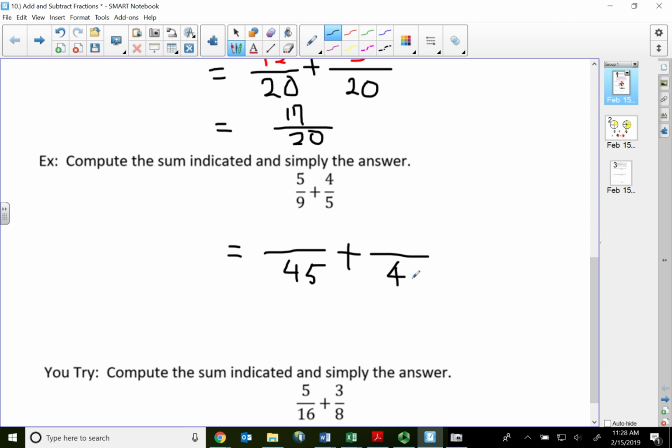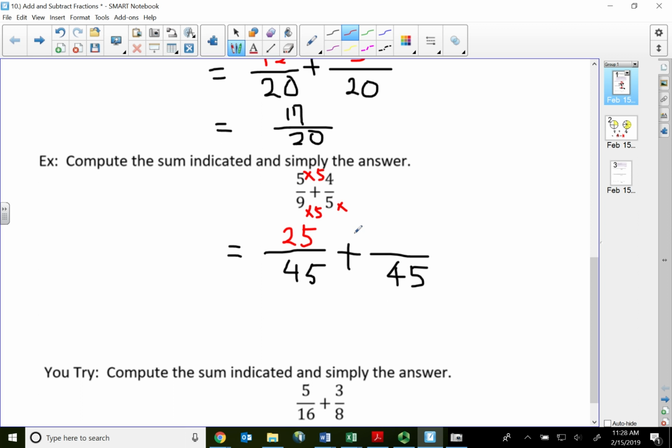All right, so once I determine the least common denominator, then I will find its equivalent fraction. So the old denominator 9 to become the new 45, 9 goes into 45 5 times, so that means I'll have to multiply by 5. Numerator, 5 times 5, which will be 25. So 25 over 45 is equivalent to 5 over 9.